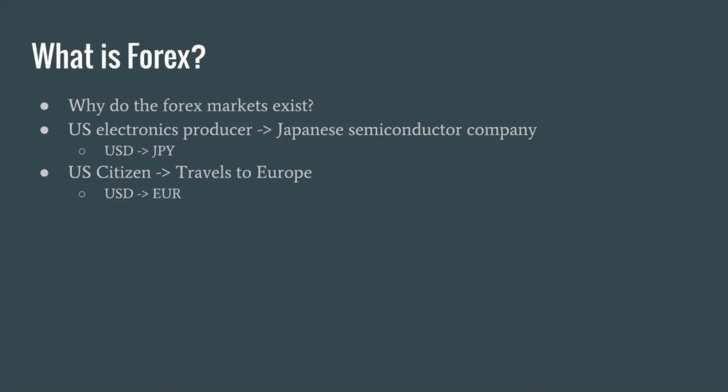You might be wondering why the Forex market exists. One of the reasons is because currencies need to be exchanged in order to conduct foreign trade. For example, a US-based electronics producer may need to purchase semiconductors from a Japan-based company, and to do so, the US importer would need to exchange US dollars for Japanese yen. Similarly, if a US citizen goes on vacation to Europe, he or she will need to convert US dollars to euro to pay for goods or services.